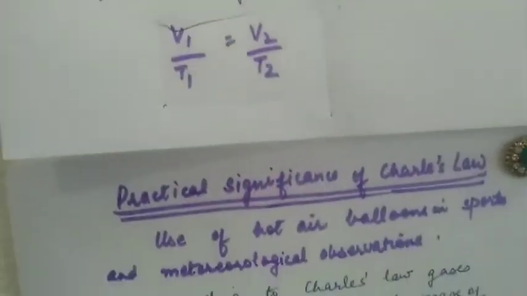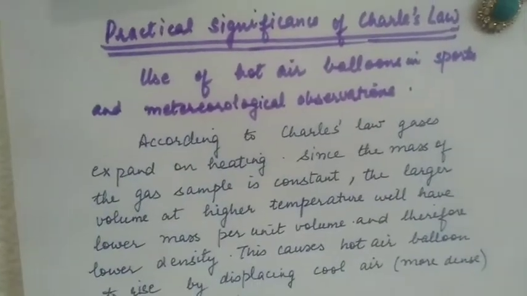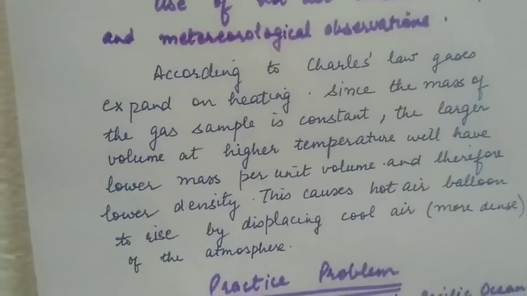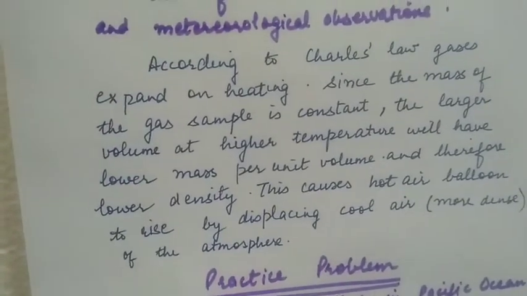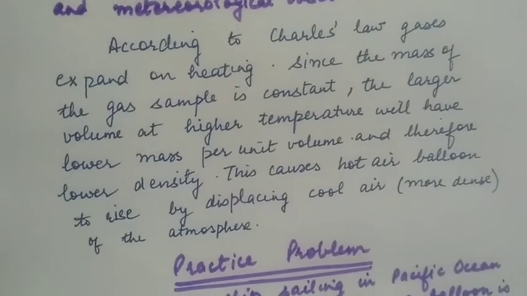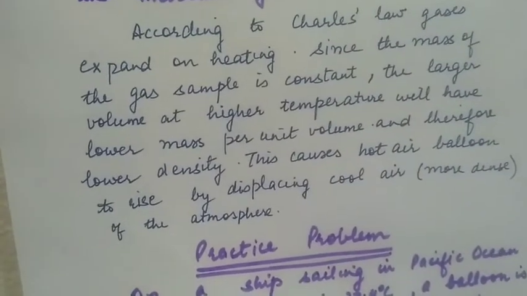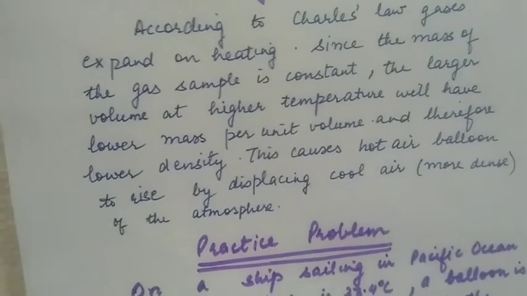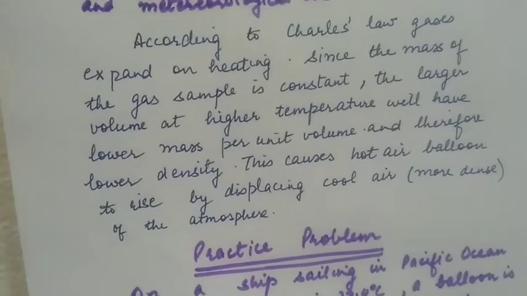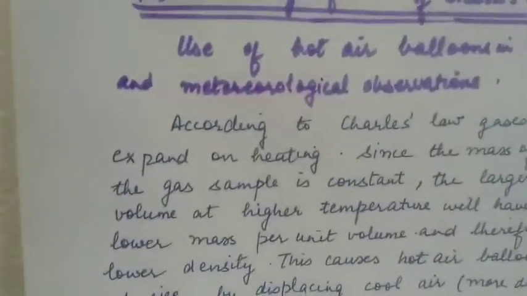Practical significance of Charles' law: use of hot air balloons in sports and meteorological observations. According to Charles' law, gases expand on heating, volume increases on heating. तो अगर mass of a gas sample in a given balloon is constant, तो हायर टेम्परेचर पे वो उसकी वॉल्यूम बढ़ जाएगी. लार्जर वॉल्यूम मींस पर यूनिट वॉल्यूम मास कम हो जाएगा, क्योंकि गैस सेपरेटेड है, एक्सपैंडेड है, यानी कि उसकी डेंसिटी कम हो गई.